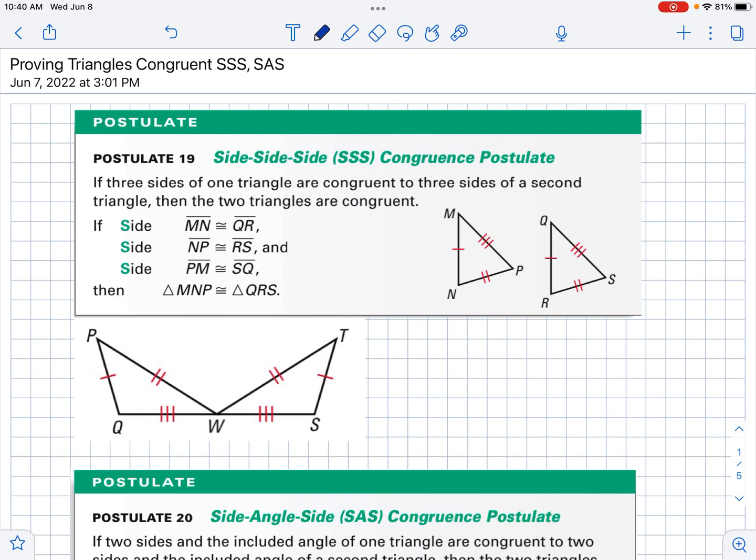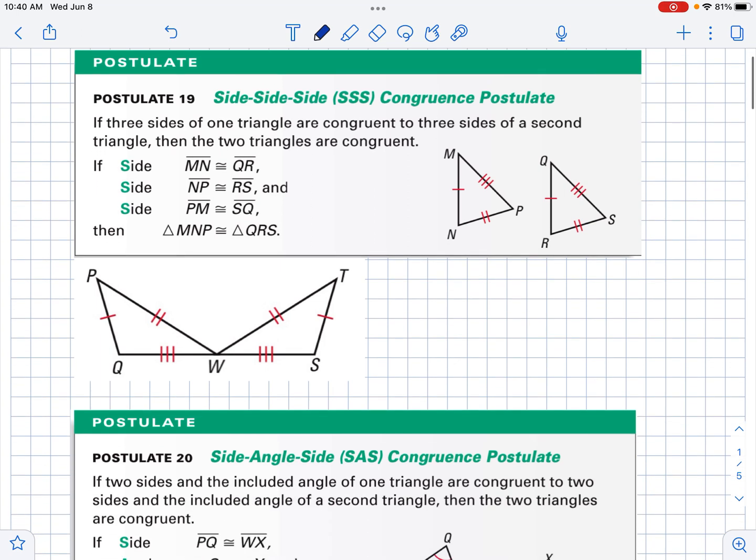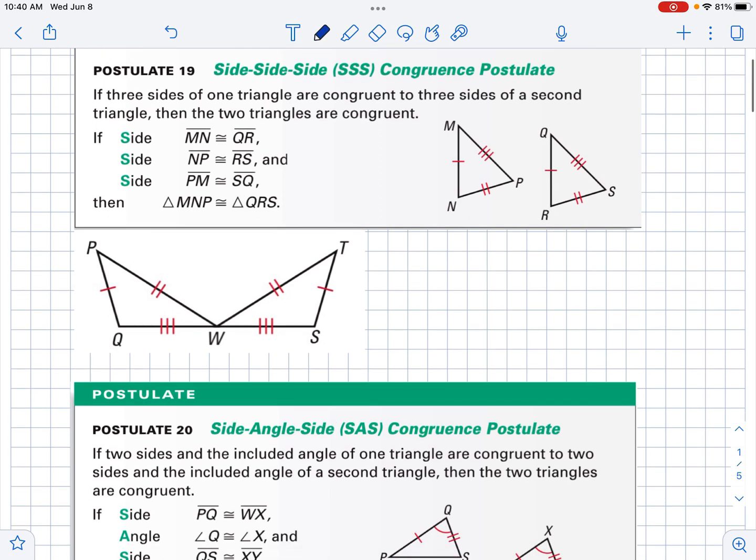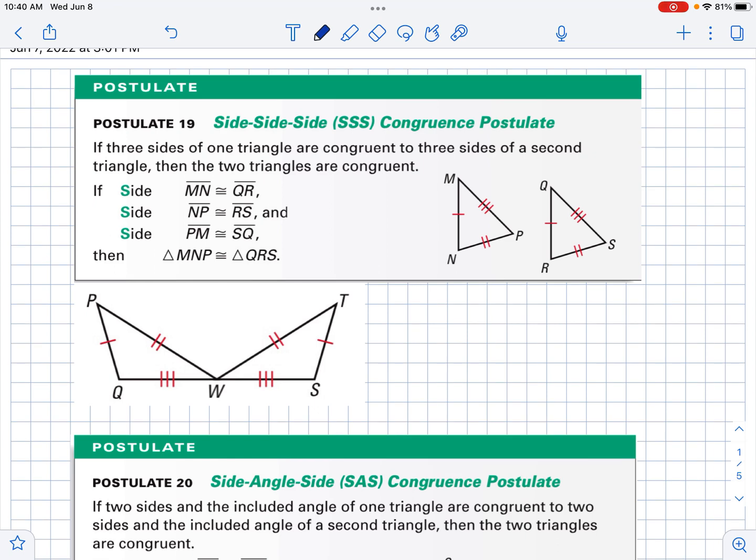So we're studying congruent triangles. And in this section, we want to look at a couple of postulates that we can use to show that two triangles are congruent. The first is the side-side-side congruence postulate. And it says this, that if three sides of one triangle are congruent to three sides of the second, then the two triangles are congruent.